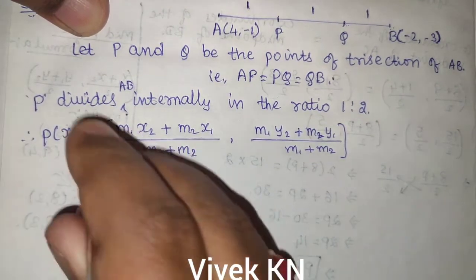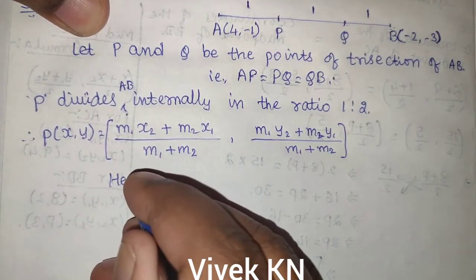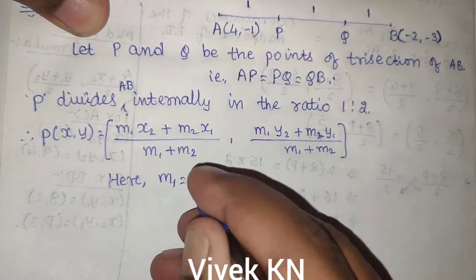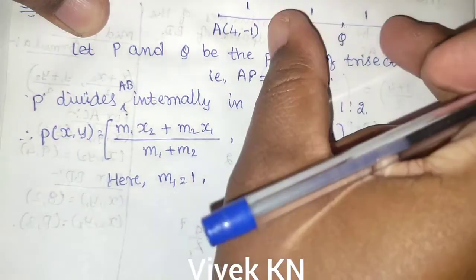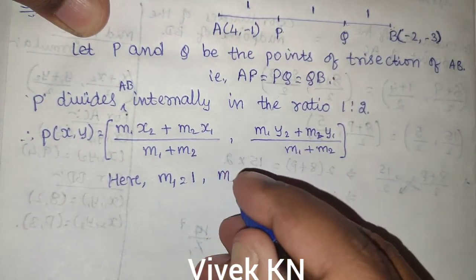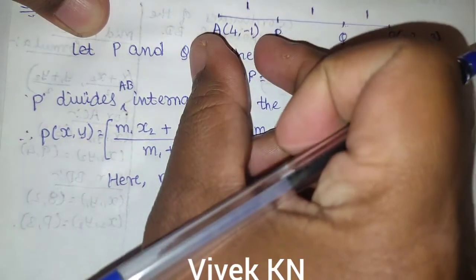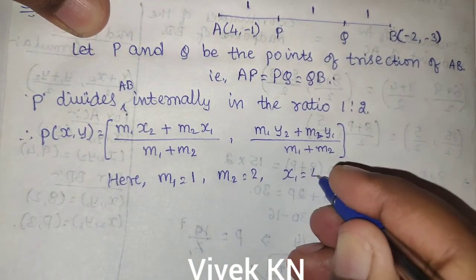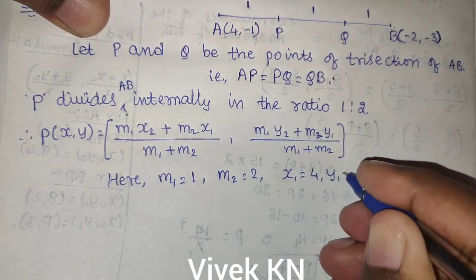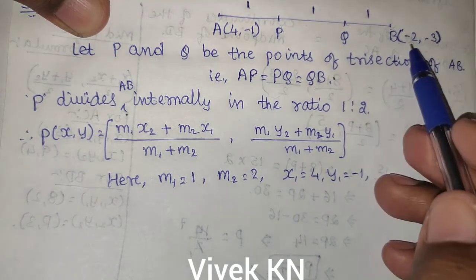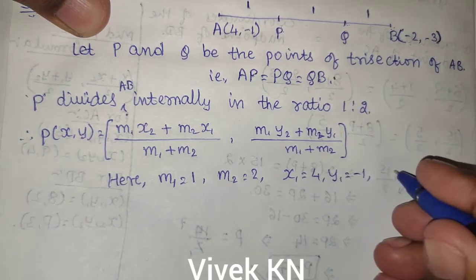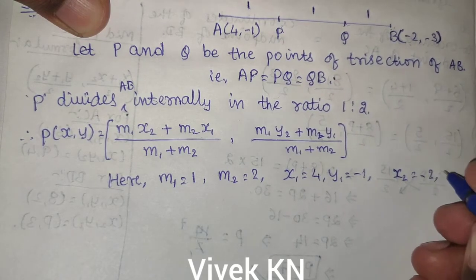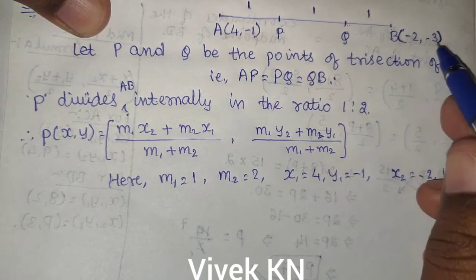Here m1 is 1 and m2 is 2, and this is the x1 y1, that is x1 is equal to 4, y1 is equal to minus 1, and this is the x2 y2, that is x2 is equal to minus 2, y2 is equal to minus 3.